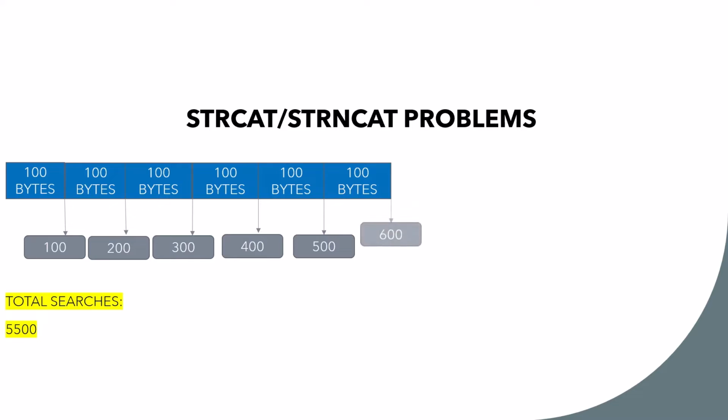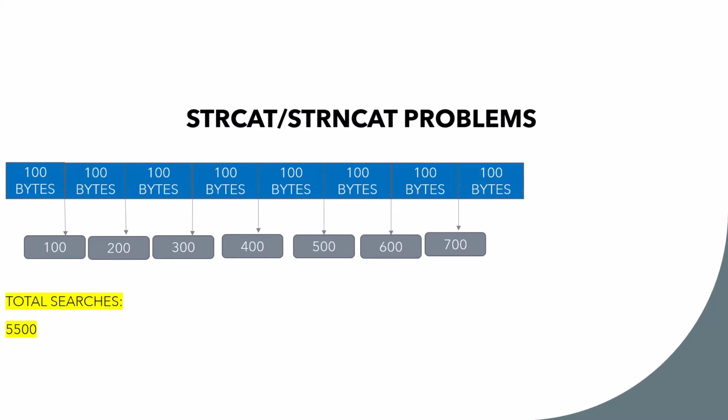For the 600 bytes, like I said, we got to look through the 600 bytes for the null character. And now the total number of searches is 2100. Move to the 700 bytes, add that 700 that we have to look through to the previous 2100. We have 2800. That's the total number of searches. And then talk about the 800 bytes that we have to join. You've got to look through 800 bytes for the null character. Add that together to the previous 2800 in terms of number of searches.